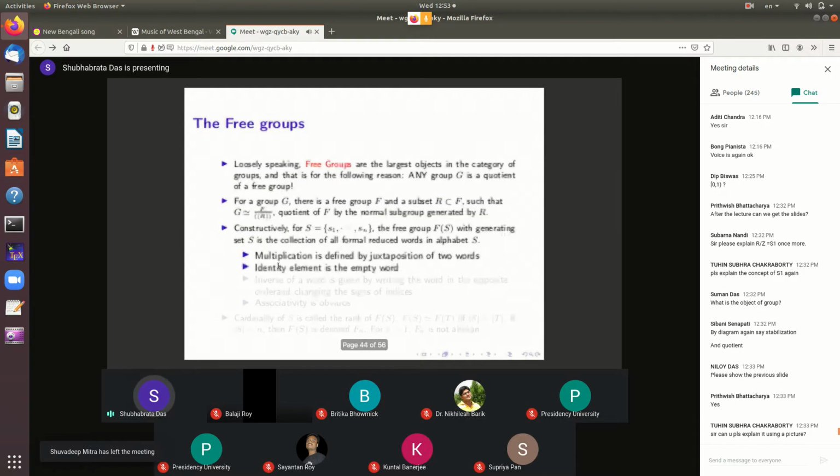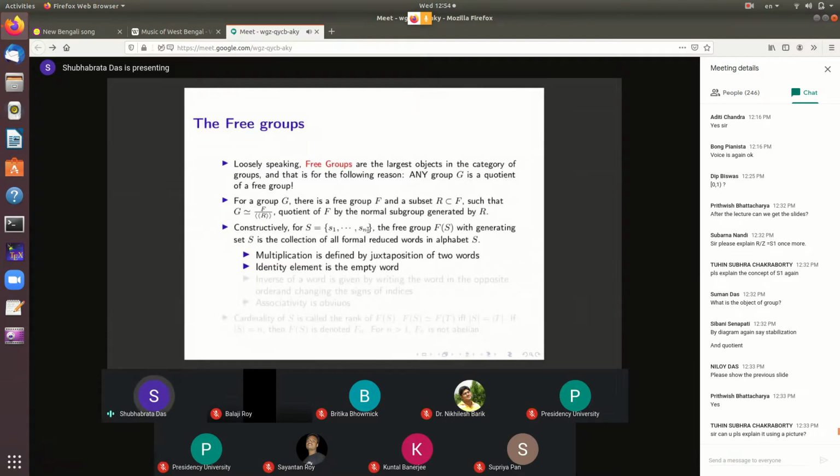So we can very quickly construct a free group. Just take a set S, and what you do is form all sorts of words. I have taken here the set s1, s2, sn. If this is the alphabet, you can concatenate as many letters as you wish, finitely many.